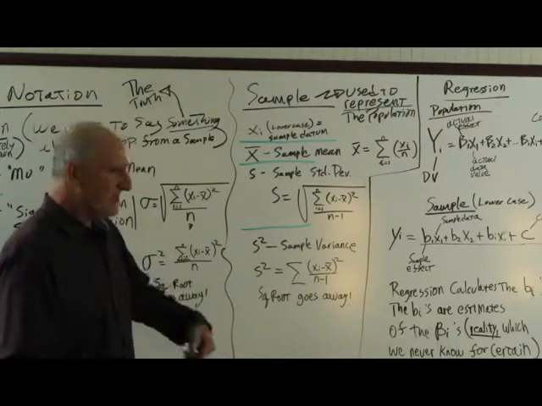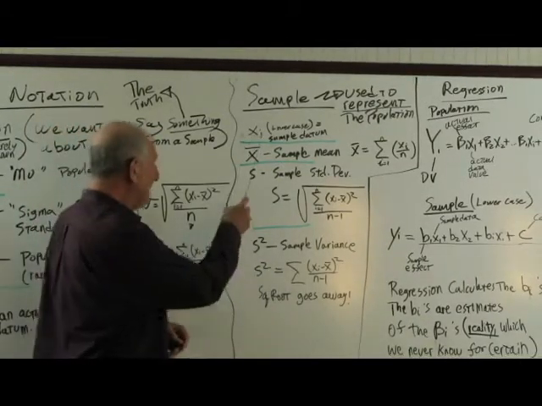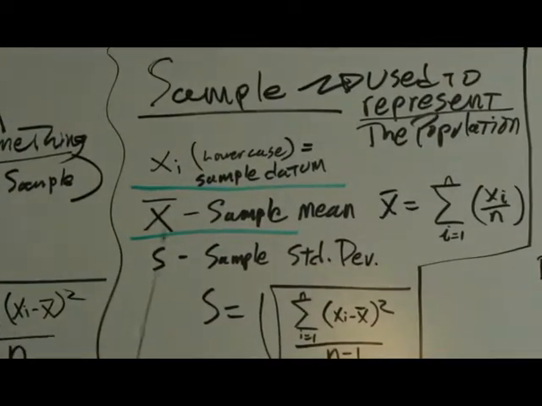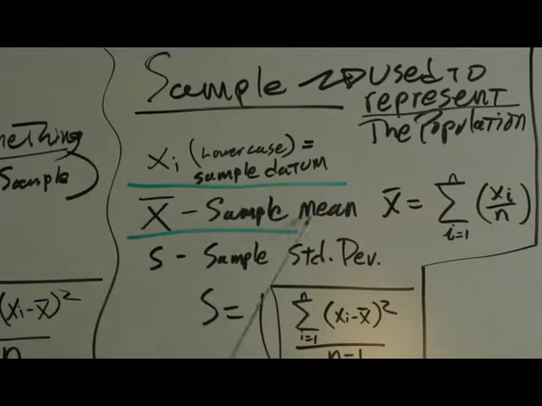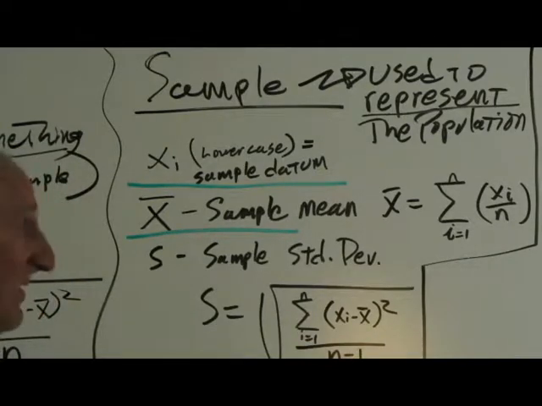And now here's the notation for the sample. x sub i, small x, lowercase x, is sample data. Okay, x bar is the sample mean. That contrasts with mu over on the population side, and x bar is the sum of all the x's that you have divided by n for a given type of data. So if you've got 30 people's age, then you add up all the ages and divide by 30. Okay, that's all this notation means.